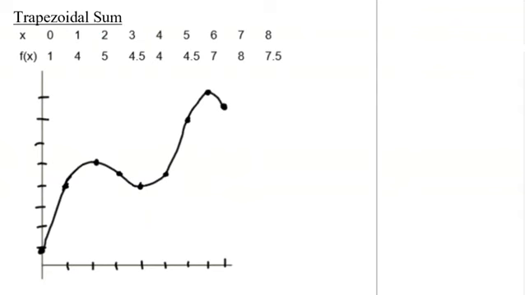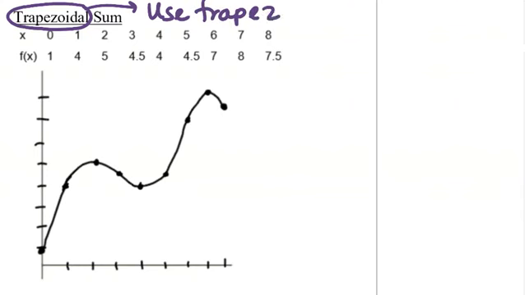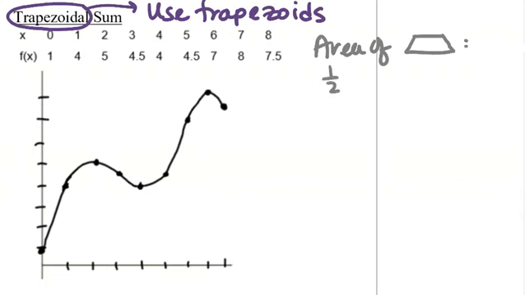And lastly, we're going to take trapezoid sums. And these can be a little annoying to calculate, but I've got something for y'all for this. Okay, use trapezoids. Now, I do probably need to remind you that the area of a trapezoid is we average the bases and multiply by the height. So it is 1/2 base 1 plus base 2 multiplied by the height.